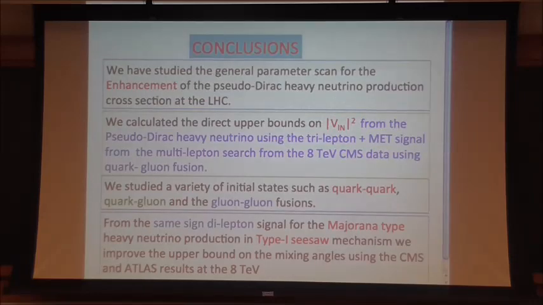So now we can conclude our presentation. We have done some general parameter scan to enhance the cross section of the heavy neutrino production.